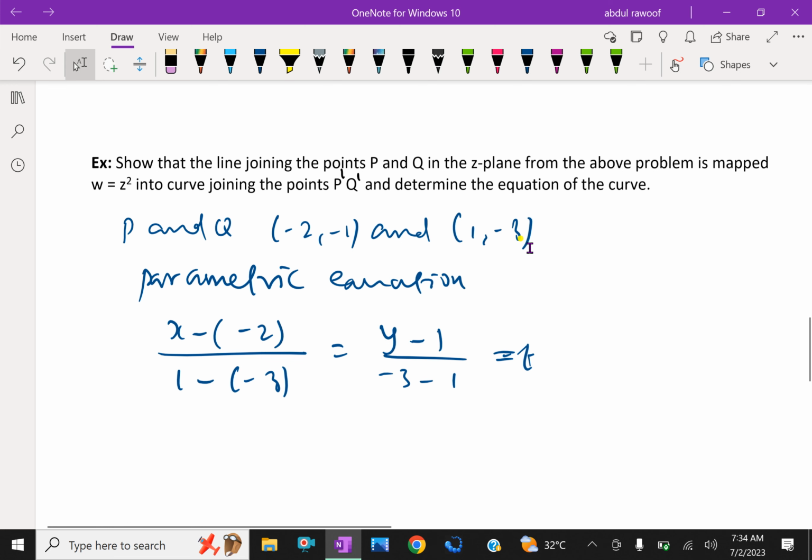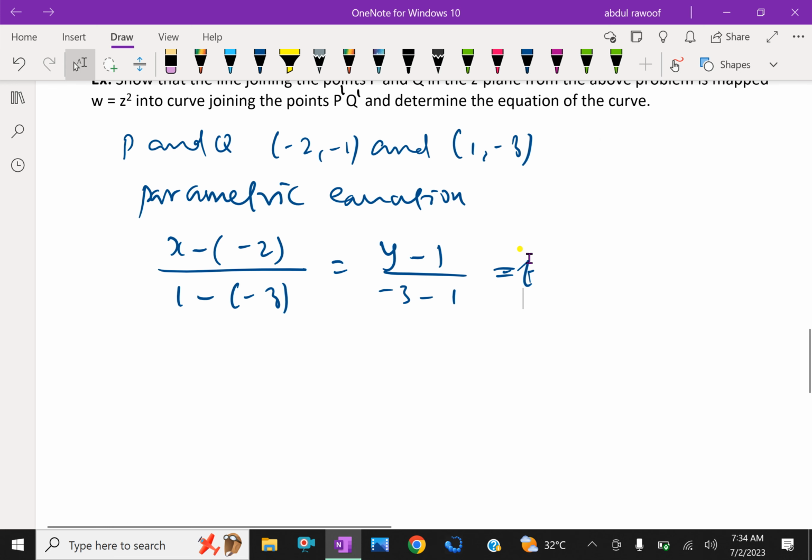So from that we get the parametric equations: x equal to 3t minus 2 and y equal to 1 minus 4t. Here minus 3 minus 1 is minus 4, so minus 4t, then plus 1, giving 1 minus 4t. We got x in terms of t and y in terms of t as parametric equations.